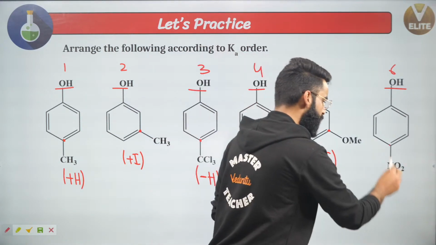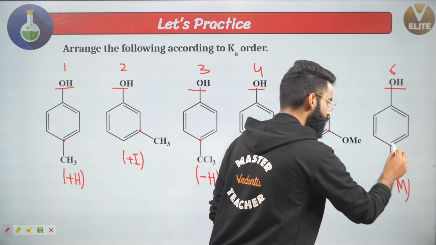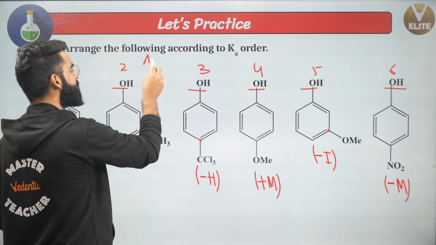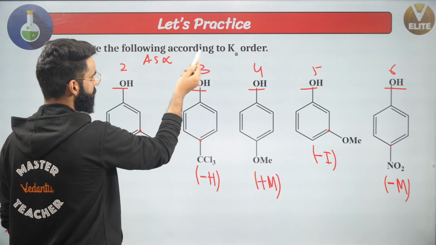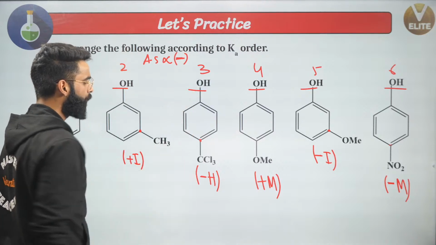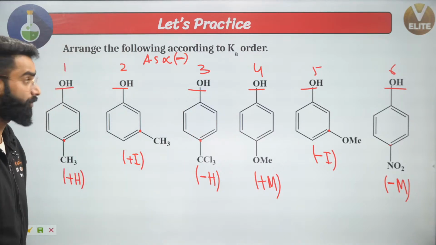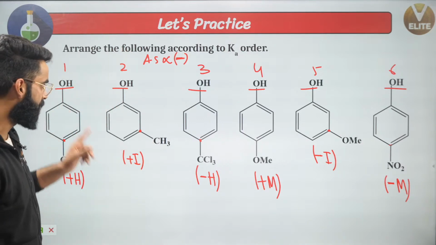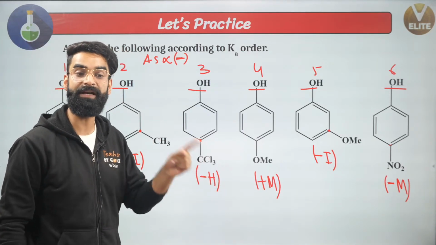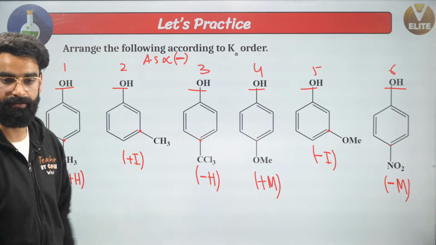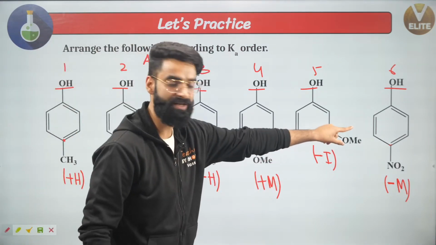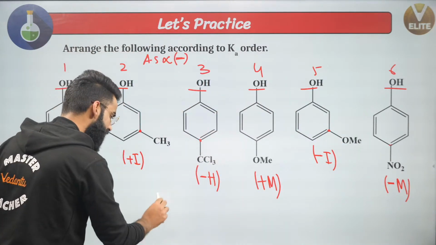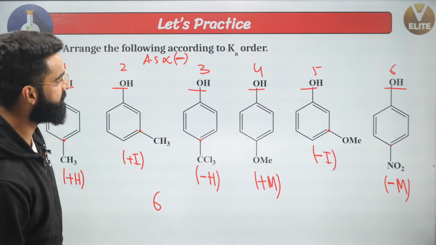Right here, NO2, you're going to consider its minus M. Yes, NO2 is right here at the meta position. As I told you a few minutes back, acidic strength is directly proportional to what? Minus effect, right? Now, which one is going to have maximum minus effect? We already know mesomeric effect dominates over hyperconjugation, and hyperconjugation dominates over inductive. So I'll say the last one has got maximum minus effect, so the sixth one is going to be the maximum acidic, right?